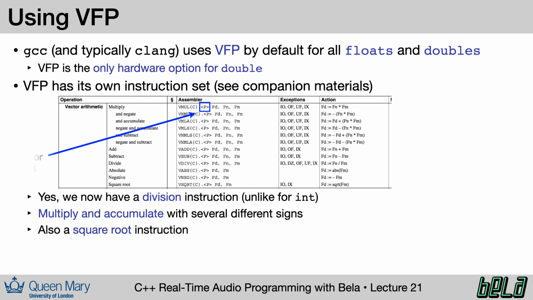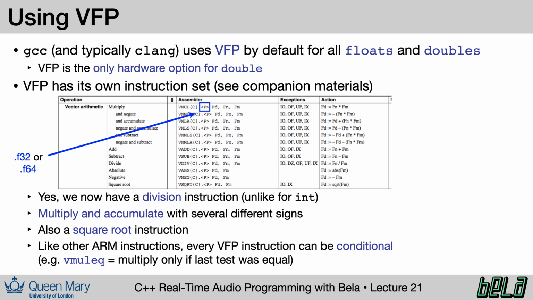In this table, you see that the instructions are preceded by this little designation P in angle braces. In your code, this P will be replaced by one or the other of .f32 or .f64. This tells us whether the instruction will work on single or double precision. Another nifty trick is that VFP instructions can be made conditional. We saw earlier how the branch instruction could be made conditional by appending various condition codes. In fact, this works with nearly every ARM instruction.